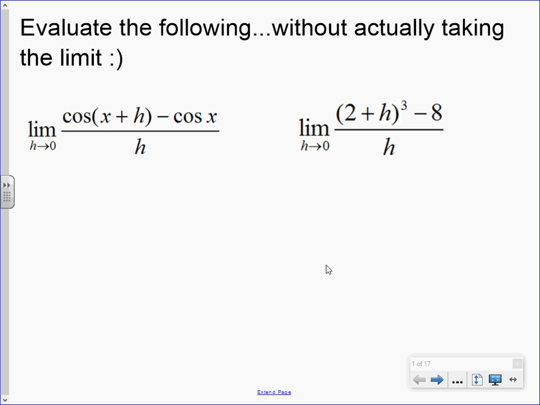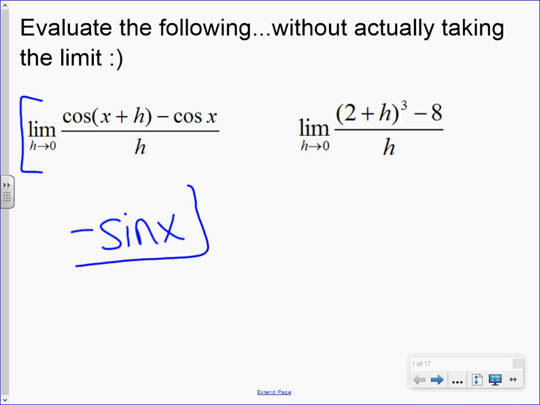Okay, CJ, that first one is asking you to do what? Find the derivative of? Which is? Okay, so what is the derivative of cosine of x? Good. Don't forget that the derivative of cosine is negative sine of x. We had a couple people forget about the negative.